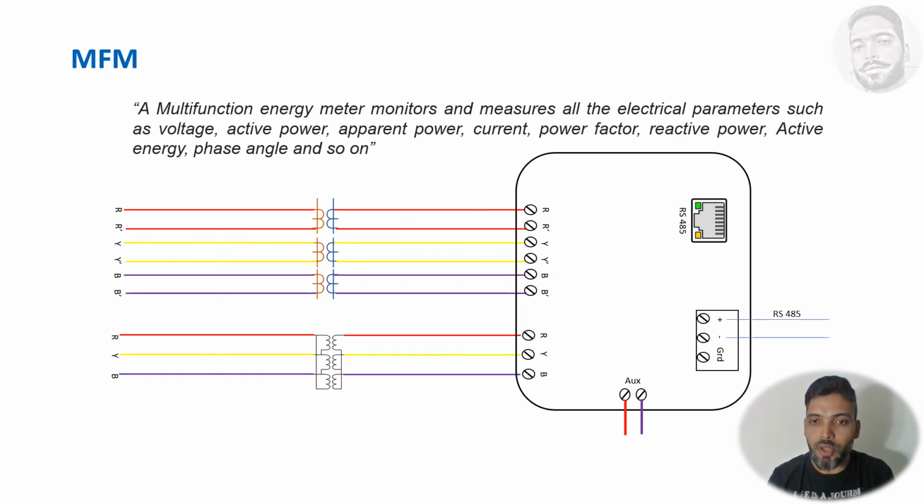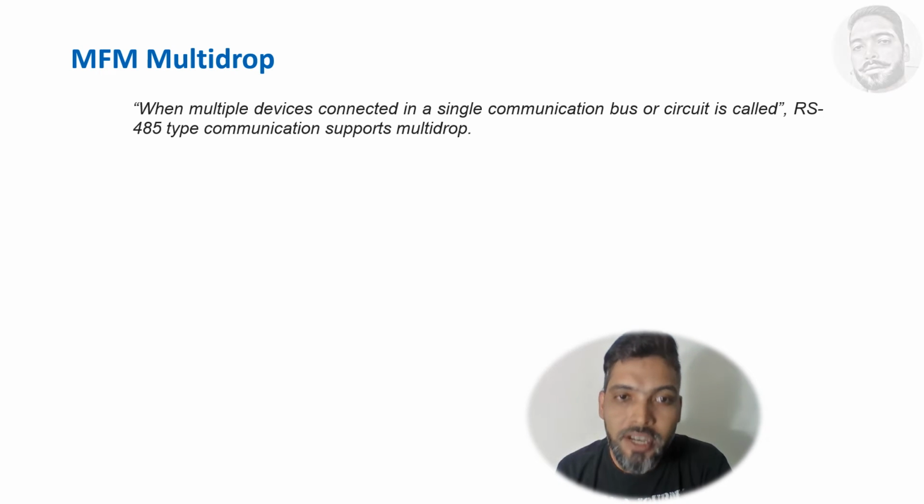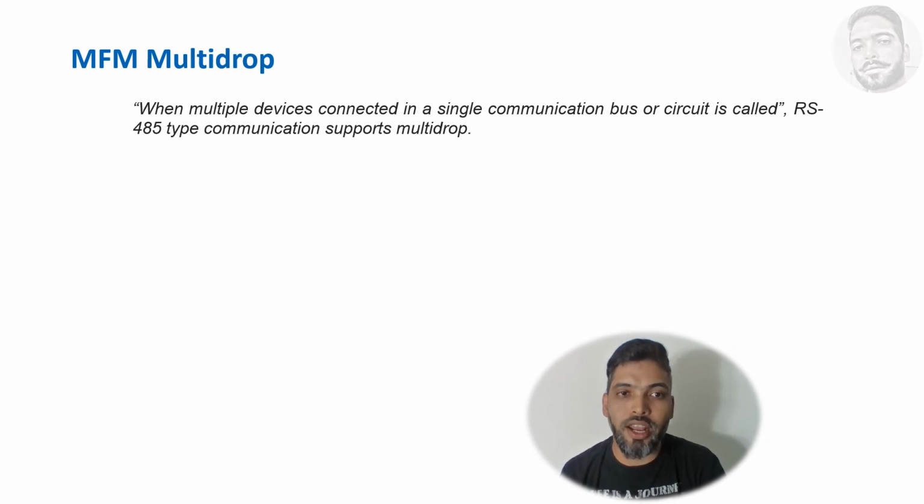Okay, so let's see how it communicates. Multi-drop is when multiple devices are connected in a single communication bus or circuit.